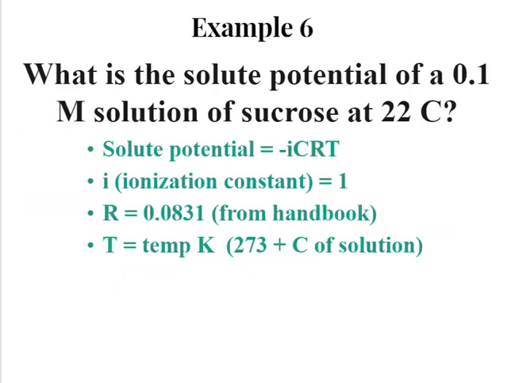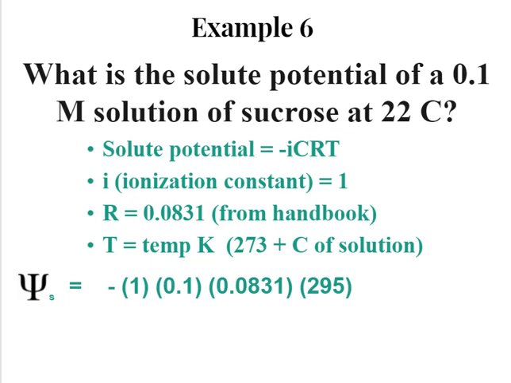Okay, so let's take a look. What is the solute potential of a 0.1 molar solution of sucrose at 22 degrees Celsius? We're using negative iCRT. i for sucrose is 1. R is going to be 0.0831. And then we're going to need to do 273 plus 22. So here's what that looks like when we plug it in. Negative 1 times 0.1 times 0.0831. And when I get 273 plus 22, I get 295. So I multiply these 4 values together and I get negative 2.45 bars.